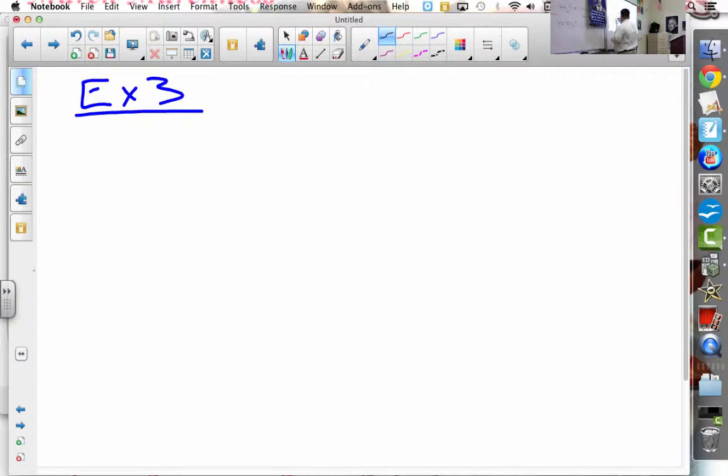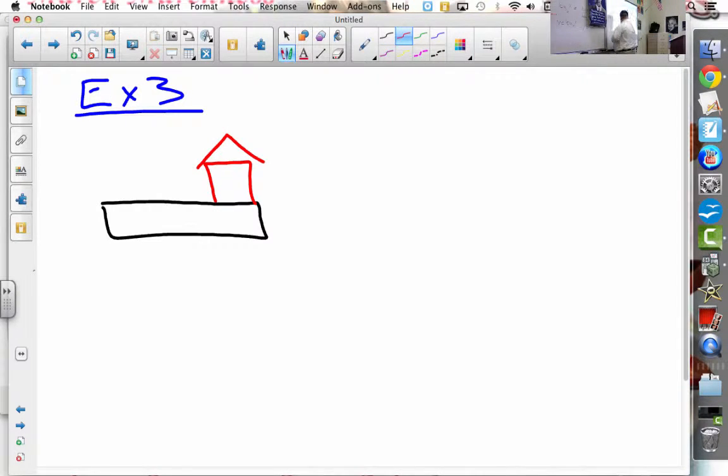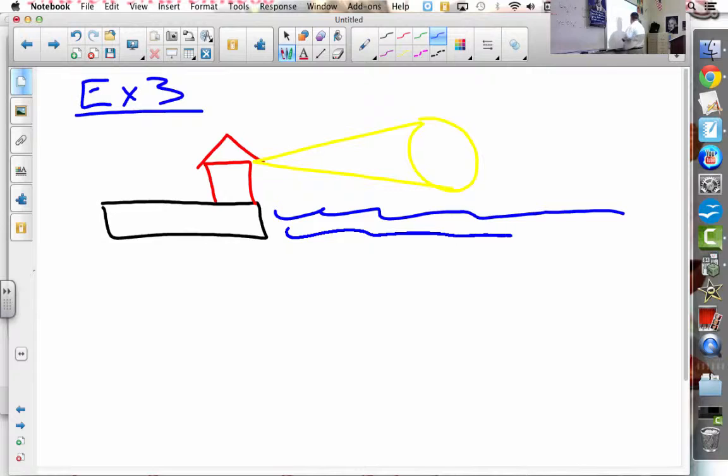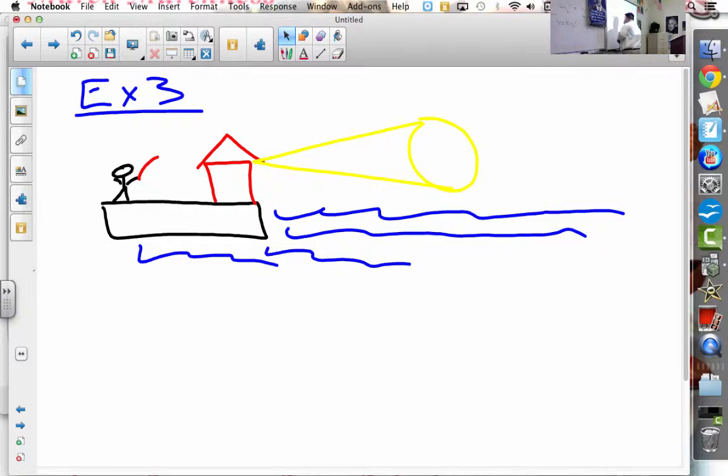Maybe this is like, that's the lighthouse. And here's some guy fishing. And he has a fishing pole. And that fishing pole has a line. Okay?